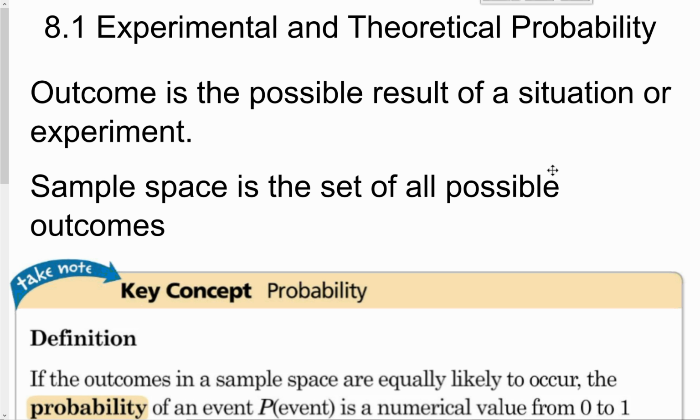And then we have a thing called sample space. Now, sample space is just the total possible outcomes. Okay, so like if you flip a coin, you have two possible outcomes, right? Heads or tails.